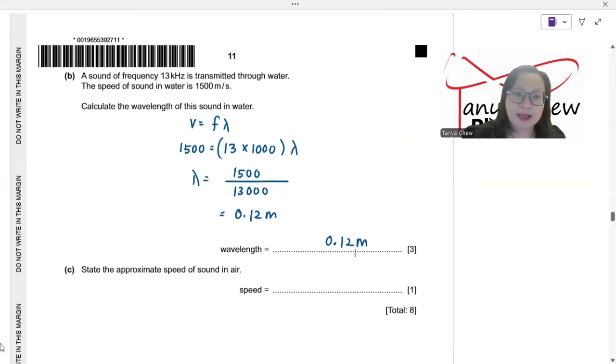That's it. And state the approximate speed of sound in air. So the speed of sound in air that I state is 330 meter per second. It could be 340 meter per second, not a problem.